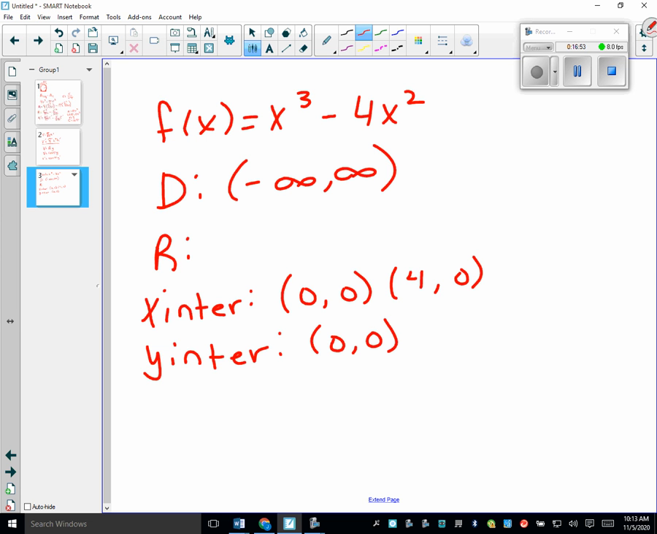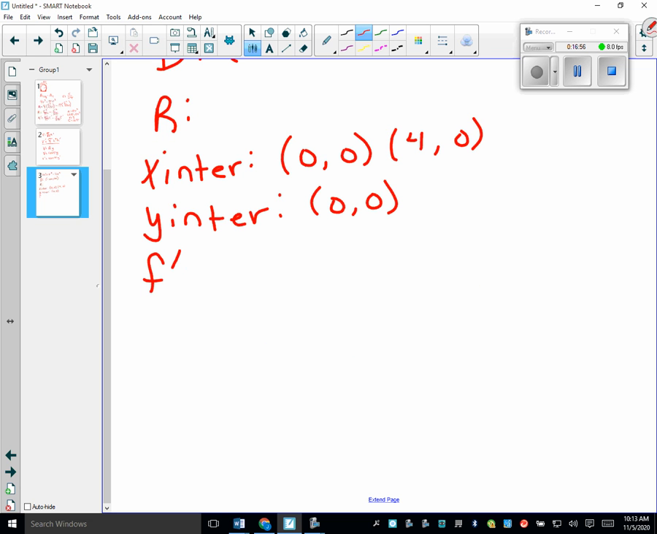Now, what is f prime of x? 3x squared minus 8x. Easy money. Okay, you say easy money. However, if you miss this, it's going to affect the rest of the page. Very true. So double check your derivative. All right. Now, when is f prime equal to 0?